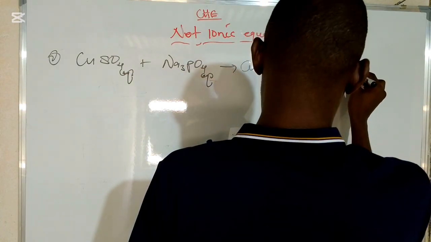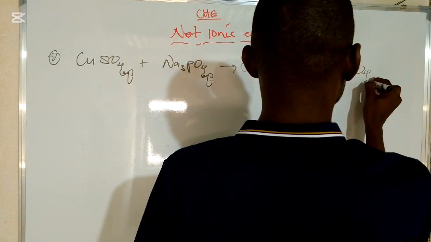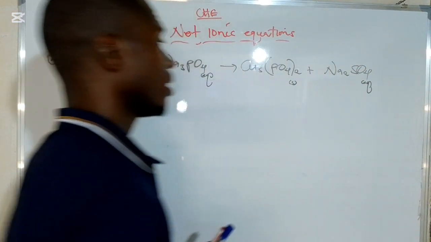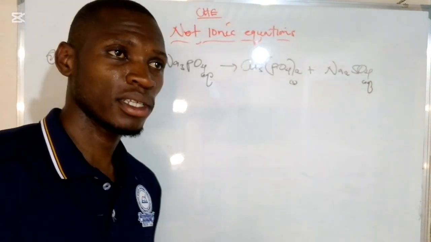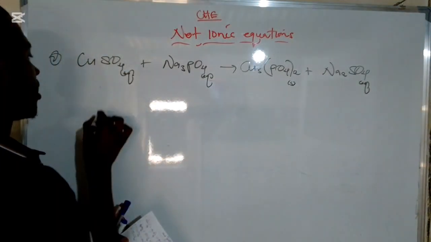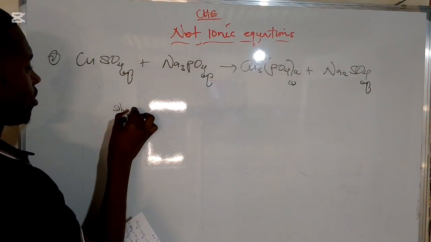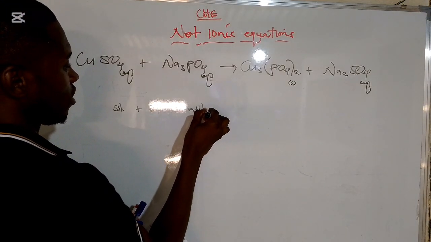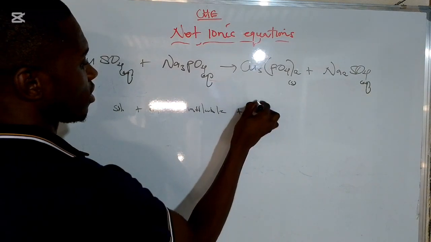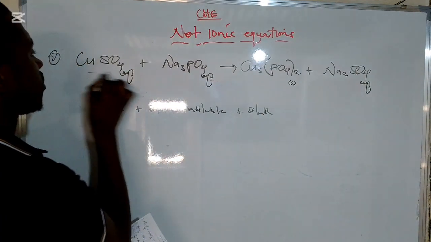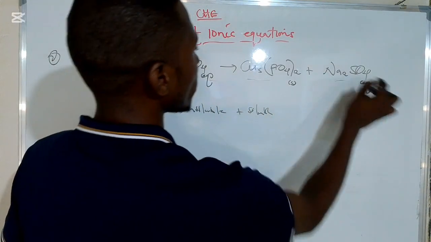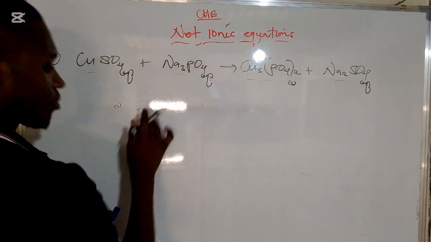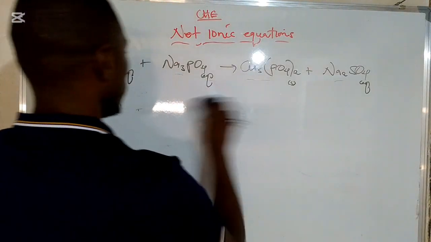sodium sulfate, which is in aqueous. So remember, when you're dealing with the preparation of salts under precipitation, we react soluble plus soluble to form insoluble plus soluble. So this is what we call precipitation.